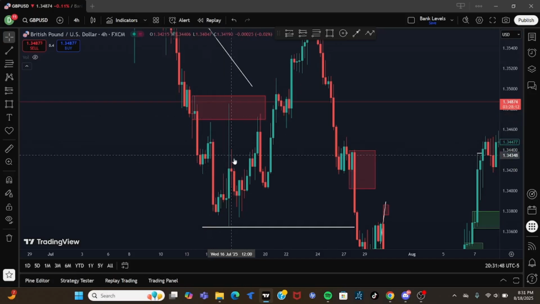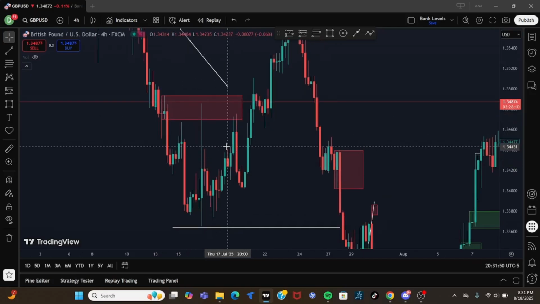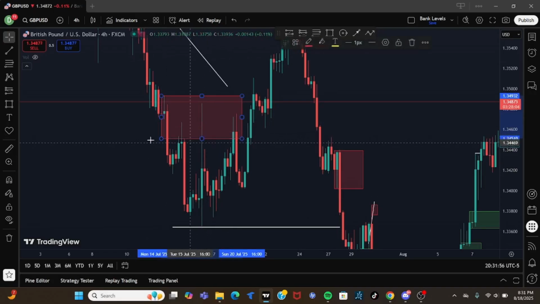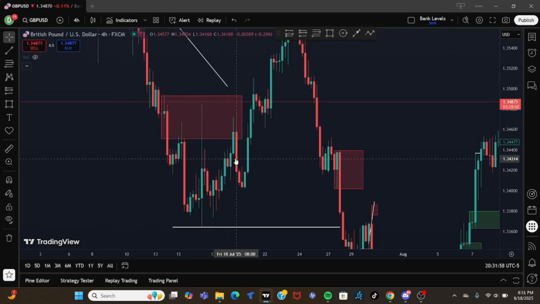And this is why I like drawing the zones the way I do. This is a prime example. Some people would take this wick. They'll even take this and draw it, but the zone is too big, bro. But some people do that.